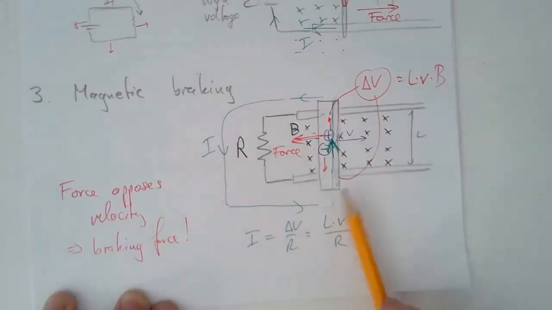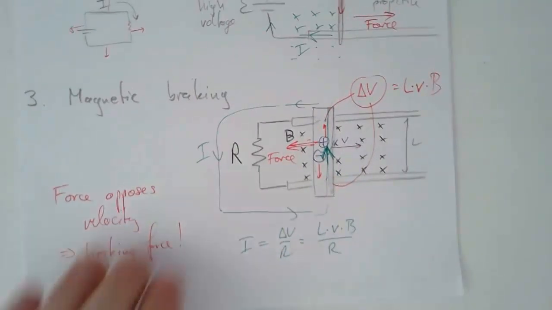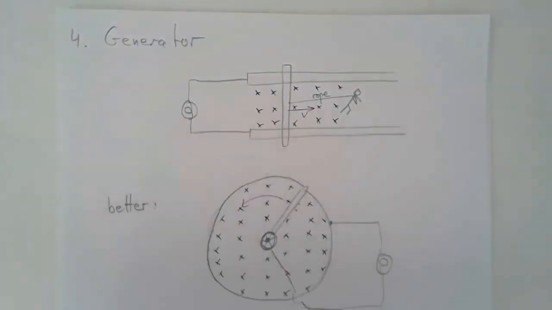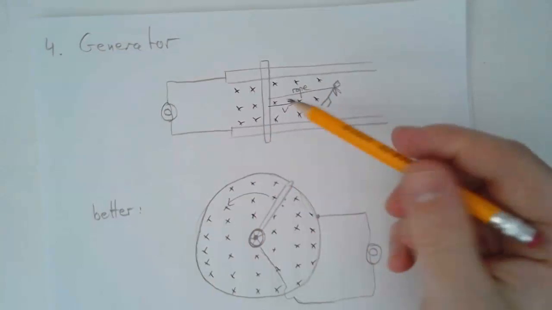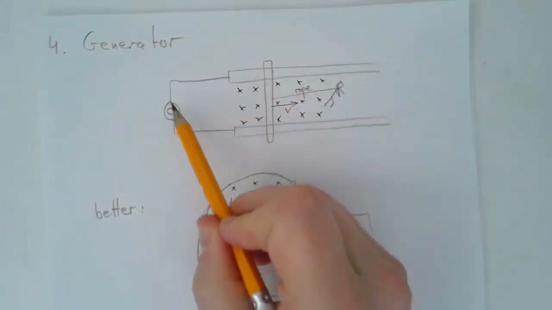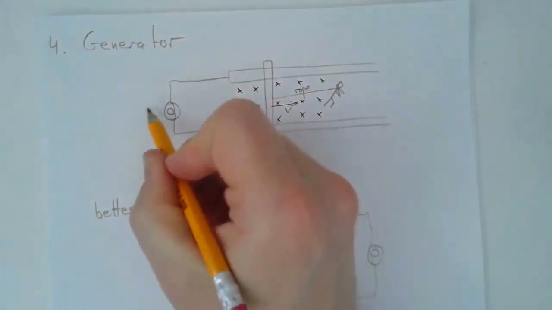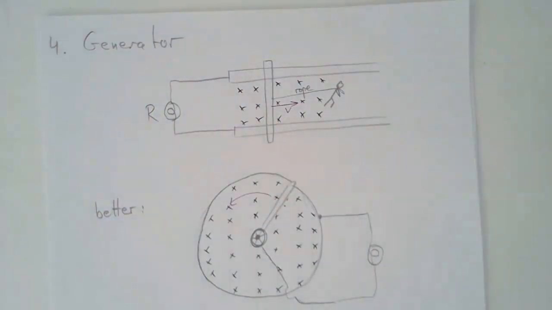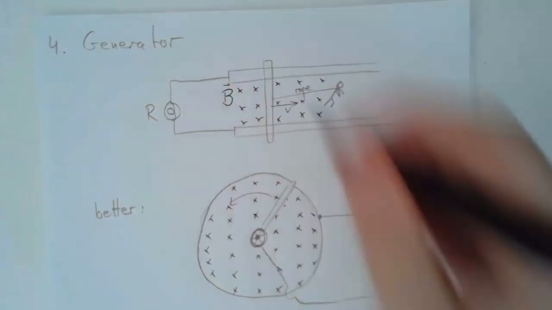Now, of course, what you could do is instead apply some other force to keep it going, to oppose the braking force. If you do that, you essentially get a basic generator. Here's the basic generator. Imagine I have the same setup as before, now hooked up to a light bulb rather than a resistor, but that doesn't really matter. It's the same thing. Here's my magnetic field.